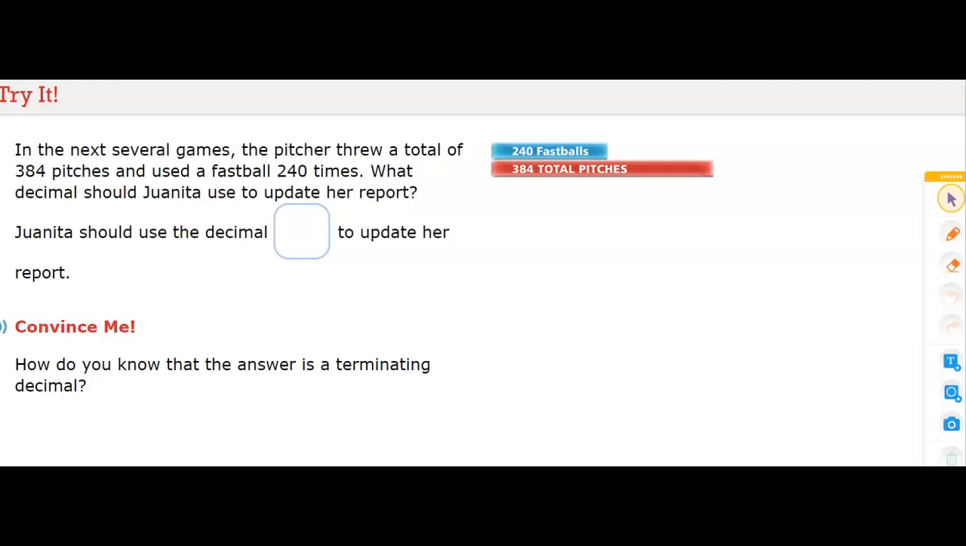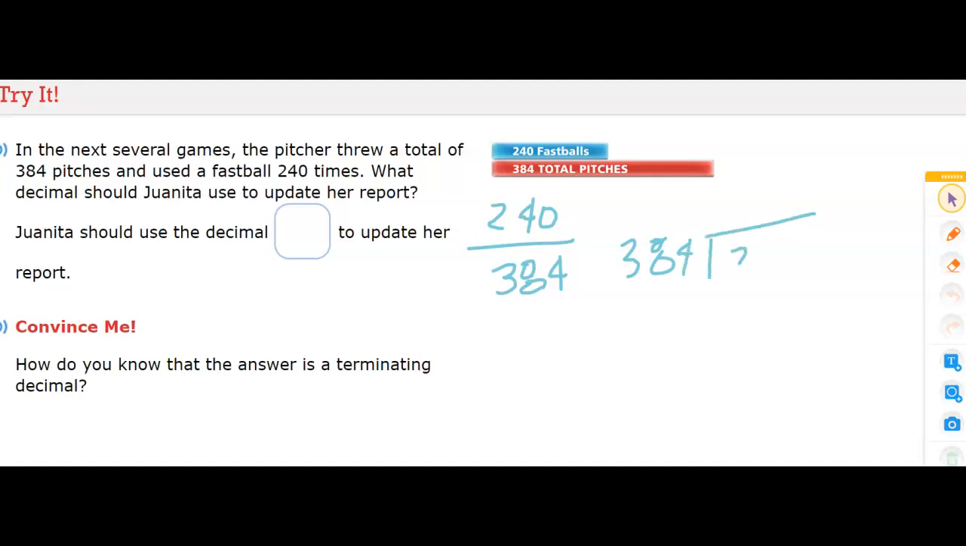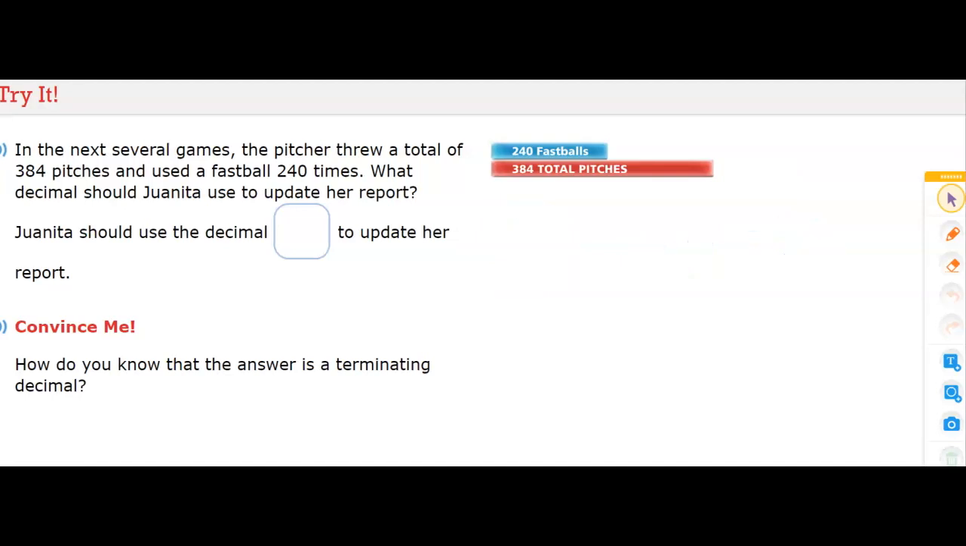In the next several games, the pitcher threw a total of 384 pitches and used a fastball 240 times. What decimal should Juanita use to update her report? So we're going to rewrite the fraction now as 240 over 384. And then we're going to divide 384 into 240. 384 cannot go into this at all. So we need to add a decimal and a 0.